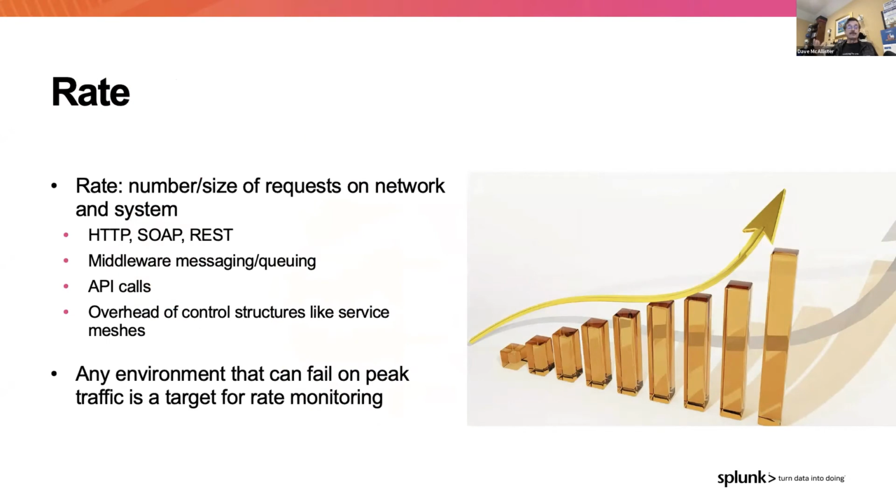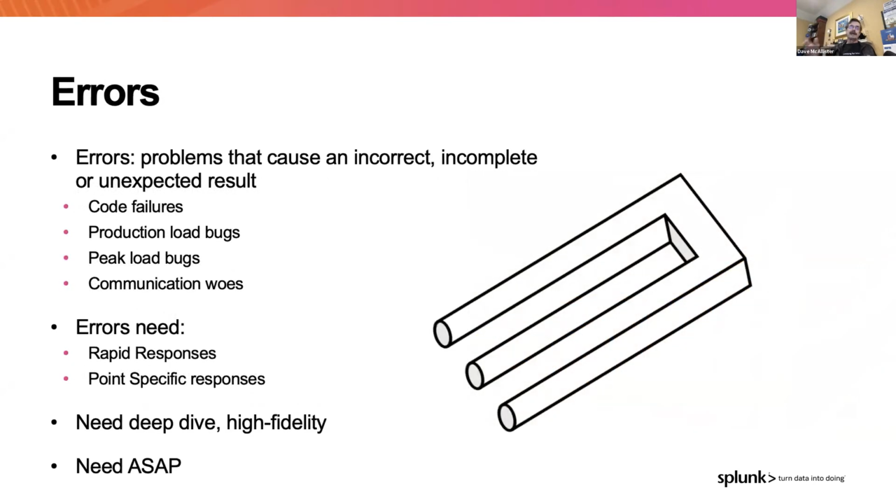So rate's pretty easy. Number and size of requests on a network system. It can be anything that's transmitting data. It can be middleware, it can be Kafka, it can be REST, it could be API calls. It could be the output of service meshes like Istio or Linkerd inside of here. Any environment that can fail on peak traffic is a target for rate monitoring. And interestingly enough, the inverse is also true. Any environment that can fail on minimal traffic is also a target for rate monitoring. So imagine, for instance, Amazon Prime Day, and they see no requests going through the system. So the request rate is really low. There's no problem there, but there's definitely a problem somewhere in the system. So errors, we've all dealt with errors.